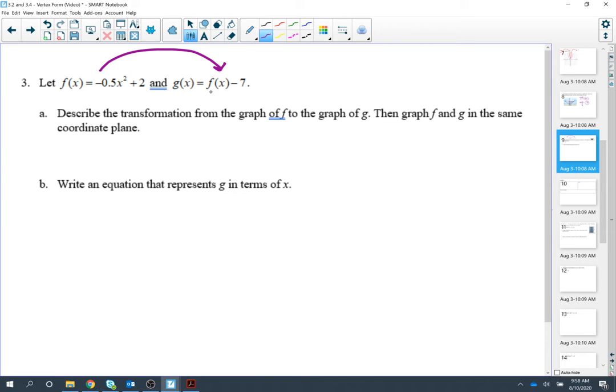And g is saying, take f and do this. Well, what is that? Is that a vertical stretch or shrink? Is that a horizontal left or right? Is that a vertical up or down? And the answer is it's a vertical up or down because it's just a -7 on the back. Just like graphing where we added 2 when we moved the parabola up 2, we would just graph this thing and move it down 7. So describe the transformation of the graph of f to the graph of g. It is a vertical shift down 7.